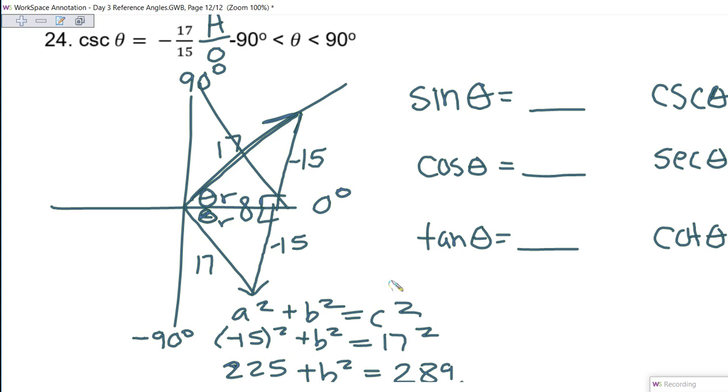So the sine would be opposite over hypotenuse. So what's the opposite side for theta? Negative 15 over 17. So the cosecant would be 17 over negative 15. Cosine is adjacent over hypotenuse, so what's the adjacent side? 8 to the hypotenuse. So the secant would be 17 over 8. Tangent is opposite over adjacent, or is sine over cosine. Well, the 17s would cancel, and it would be negative 15 over 8. So the cotangent would be 8 over negative 15.